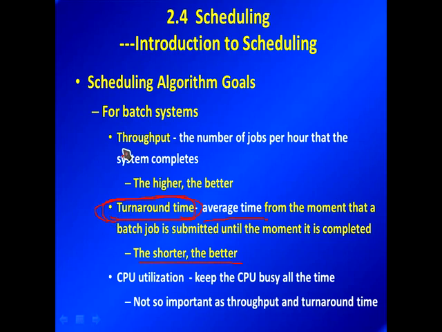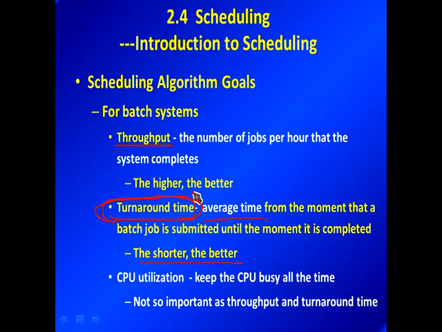And for the first one, the throughput, you need to know the meaning of this term too, because it's just common sense for computer science students. Throughput means the number of jobs per hour that the system completes. Of course, the higher the throughput is, the better the algorithm is. So you need to complete more jobs per hour, right?